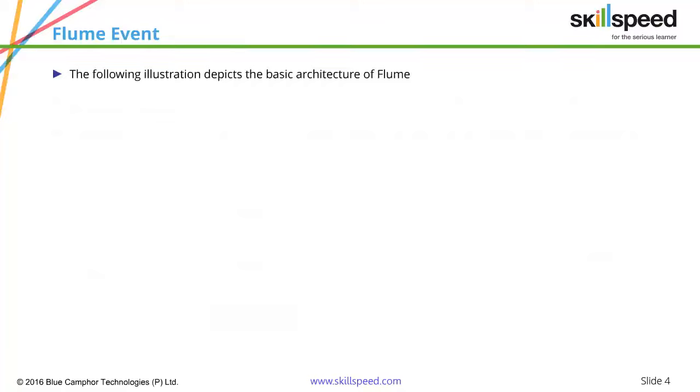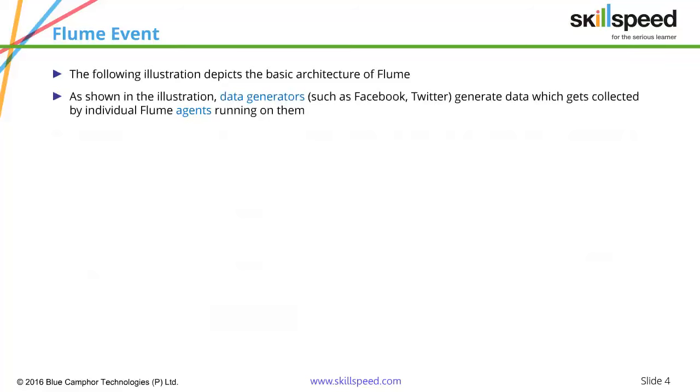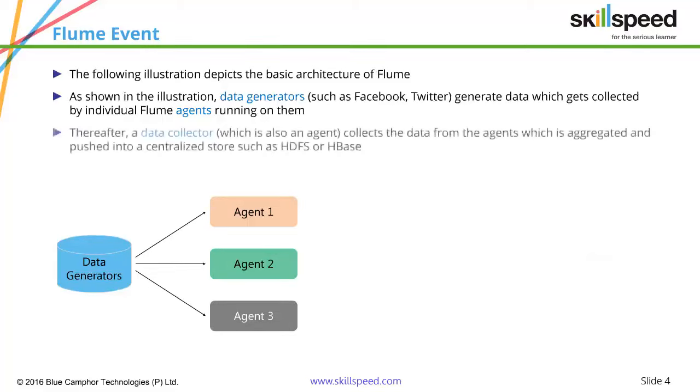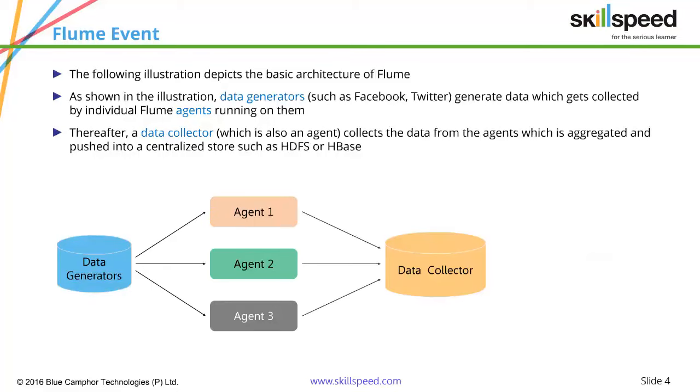So if you look at the overall architecture, we have the data generators that can be either a web server or an application server or any type of server from where we want to collect the data. So as shown in the illustration, data generators generate data which gets collected by individual Flume agents running on them. Now thereafter, a data collector, which is also an agent, collects the data from the agent, which is aggregated and pushed into a centralized repository.